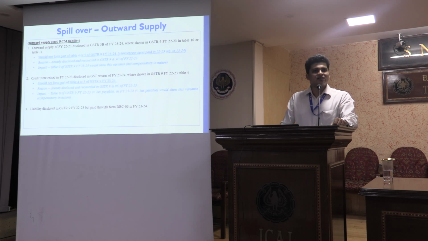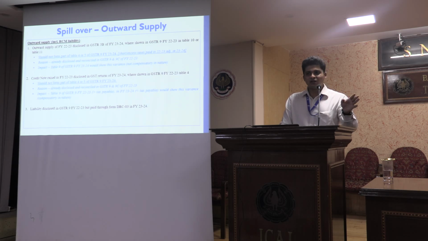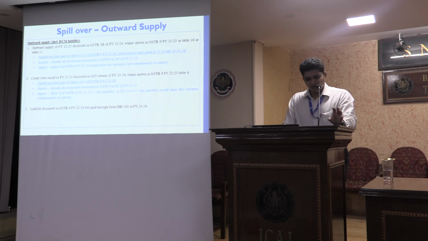This is an example of compensating variance. The first one is non-compensating in nature, the second one is compensating in nature. Both of them are transactions disclosed in the returns of 23-24, but we need to be careful in weeding them out before we disclose data in GSTR 9 table 4.